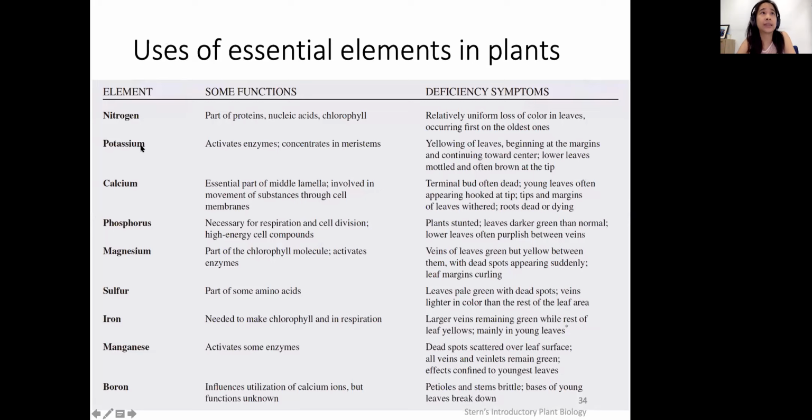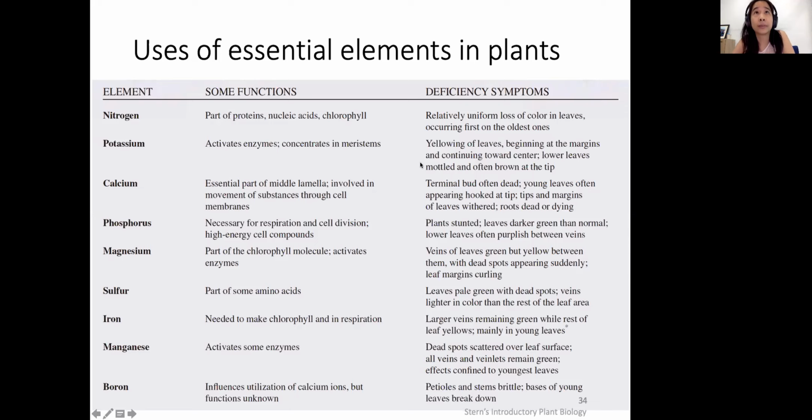Potassium is involved in enzymes. It helps activate enzymes. If you still remember from transpiration, potassium is replacing proton in the guard cell and makes the water get into the guard cell and makes the guard cell open the stomatal pore, and then the stomata open.